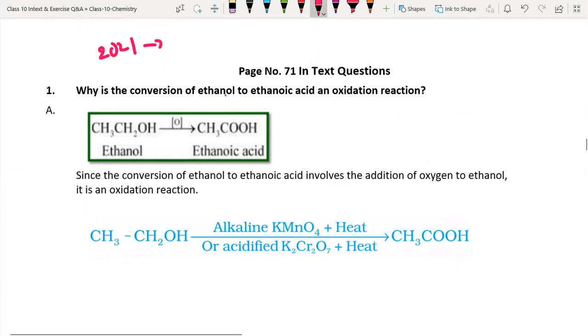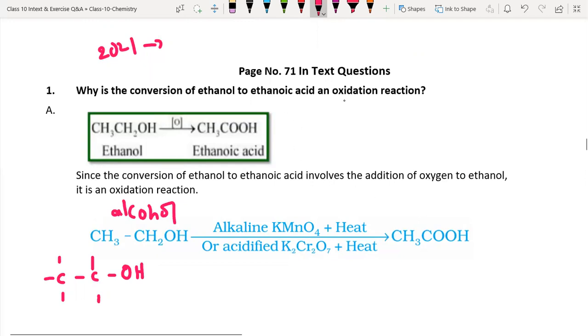Now you see, why is the conversion of ethanol to ethanoic acid an oxidation? Here this is ethanol. Ethanol is nothing but alcohol, CH3 bond CH2OH. Bond OH is the functional group for alcohol. If you are heating that alcohol in presence of potassium permanganate or potassium dichromate, automatically this alcohol will become ethanoic acid. Ethanol will become ethanoic acid.